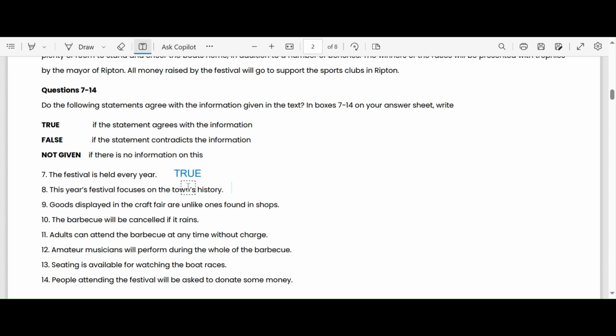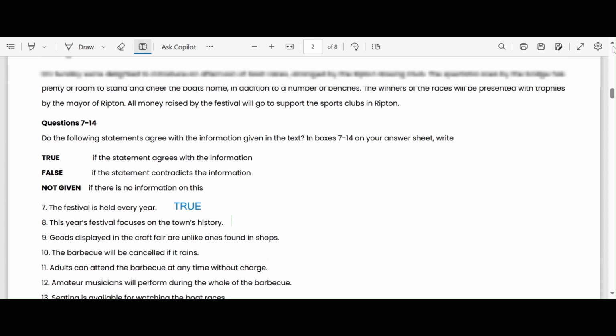This year's festival focuses on the town history, right? If it focuses on it, then it will be true. So if it does not focus on town history, it focuses on something else. So that means it will be false. So let's read the paragraph where we left it.